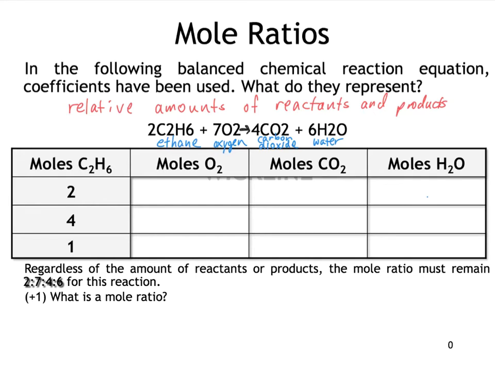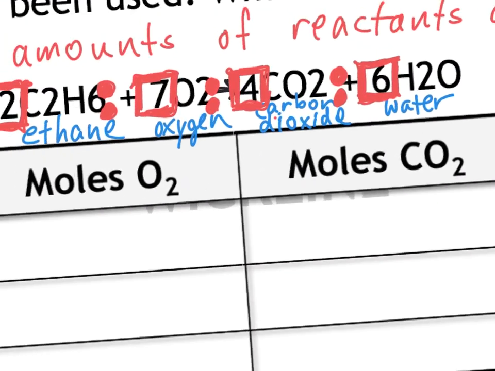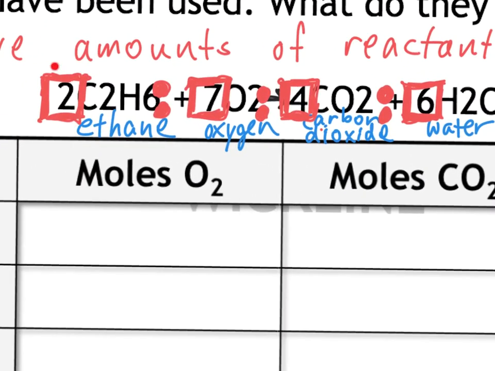I can stay on the left side and compare 2 things on the left. I can stay on the right side and compare 2 things on the right. I could go from right to left and left to right. You can make any comparison you want, because what I'm really pointing out here is that this reaction equation could be thought of as a system of ratios. Or in other words, 2 to 7 to 4 to 6. 2, 7, 4, 6. That is our system of ratios for this equation.